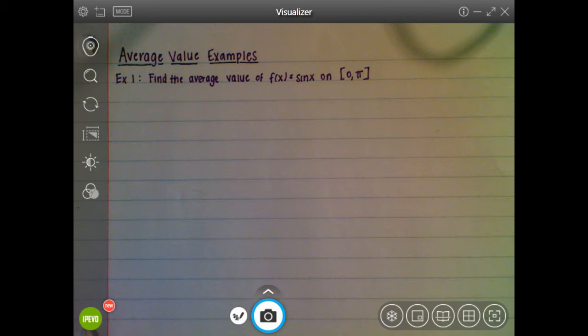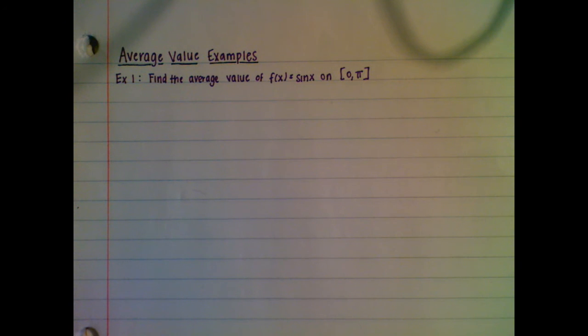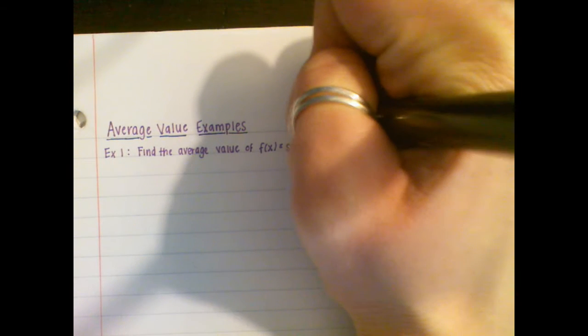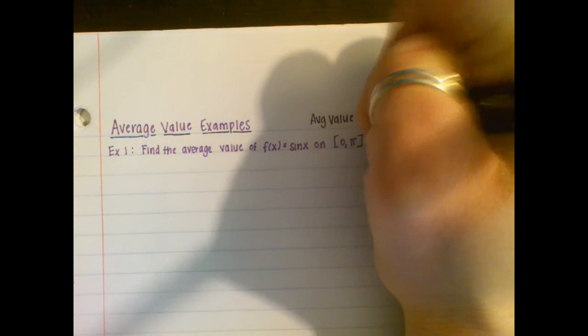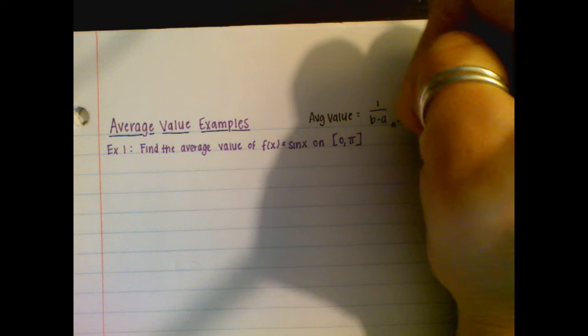To go along with Mr. Miller's video explaining exactly what average value is, I just wanted to go through a couple of examples of average value problems that you might see. These are probably typically more multiple choice type questions, but they're going to use the formula. I'll rewrite it here. Our average value is going to be 1 over b minus a times the integral from a to b of our f of x dx.